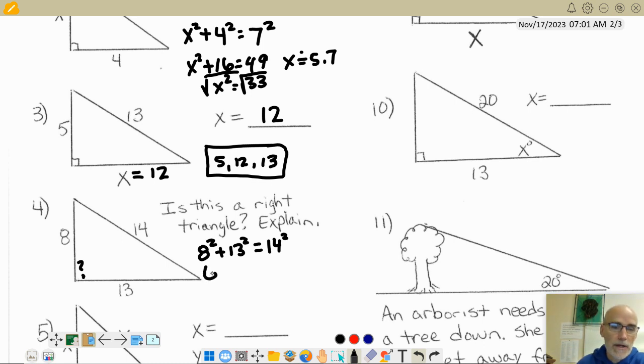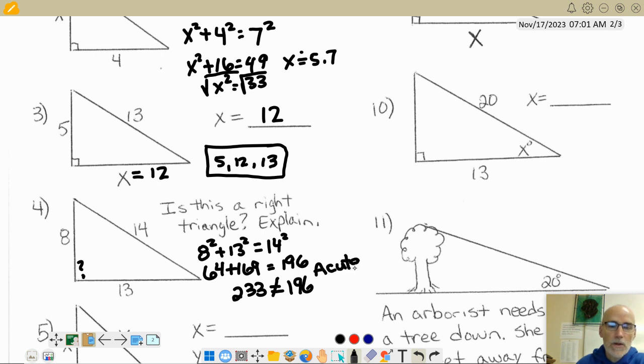So let's see what happens here. We get 64 plus 169 when we square these guys, and we get 196 when we square 14. And when we add these two together, we end up with what? 233, I think. So we have 233 on this side. That's obviously not equal to 196. So no, it's not a right triangle. Okay, it's an acute triangle.